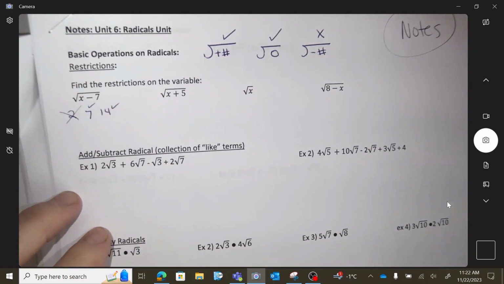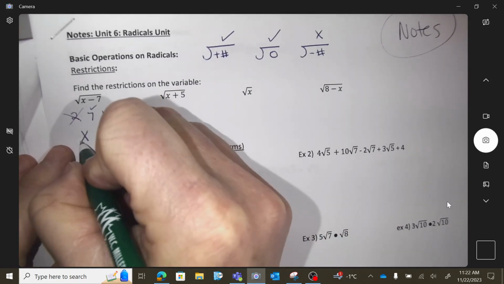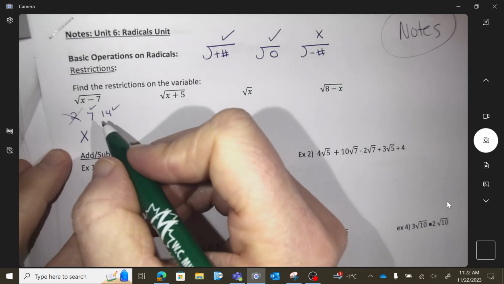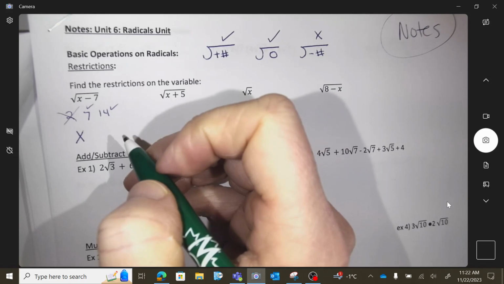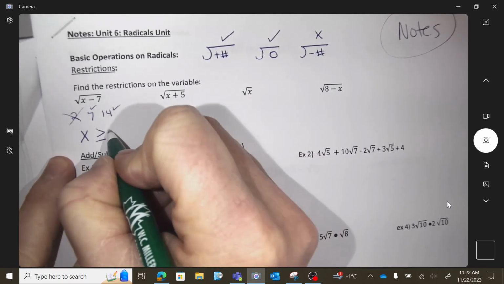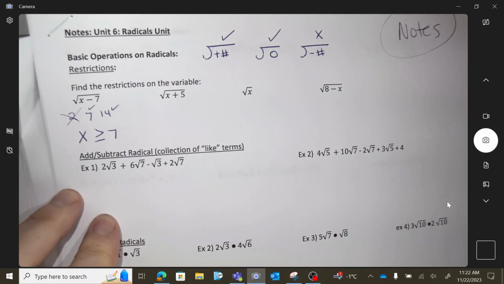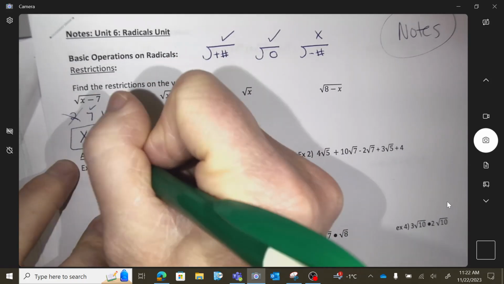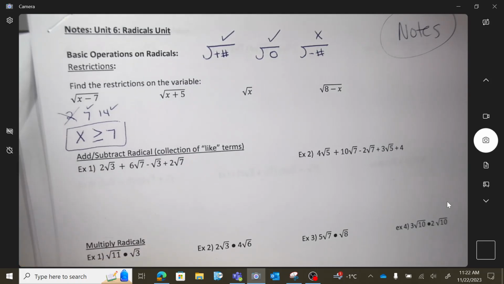So let's make a conclusion. x has to be what? Use an inequality symbol. Think inequality. Greater than or equal to 7. x has to be that. You have to be greater than or equal to 7. Okay.